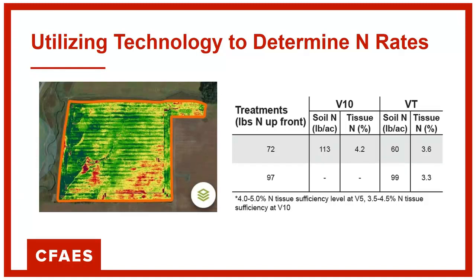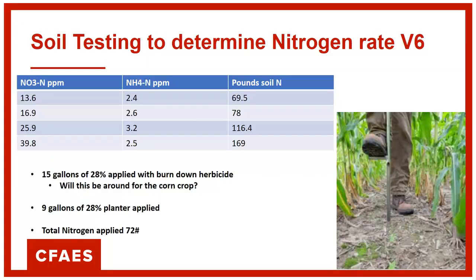Treatments up front, we had 72 pounds down across the entire farm. And then we came back where we're going to do a late application. We had 97 pounds down. So at V10 we came back, we put a really light rate on because we wanted to have about 100 pounds of nitrogen out there. Soil available at V10, 113 pounds soil available. And then at VT, where we had 72 pounds down, it was 60. And where we had 97 pounds down, there was 99 pounds plant available at that time.